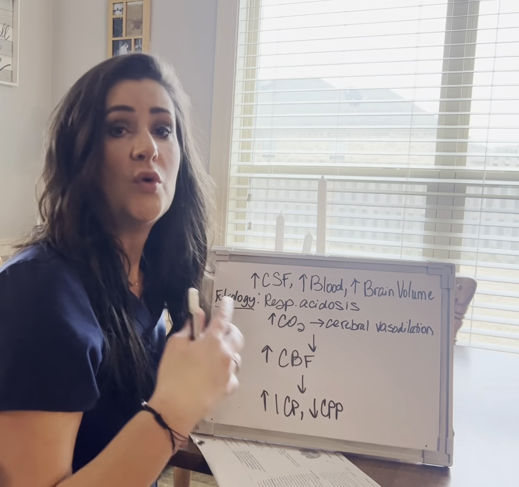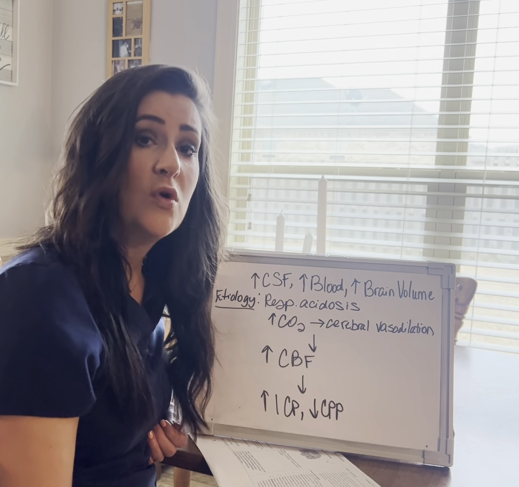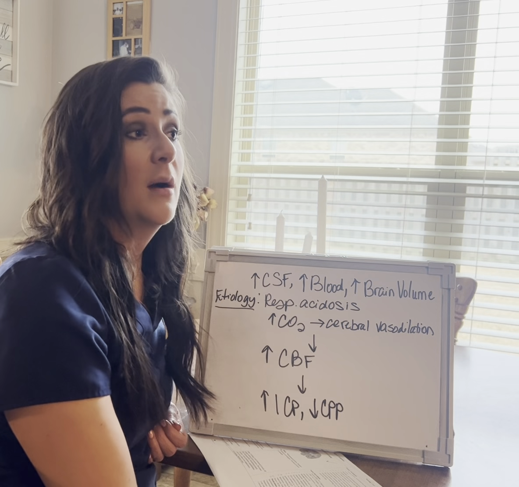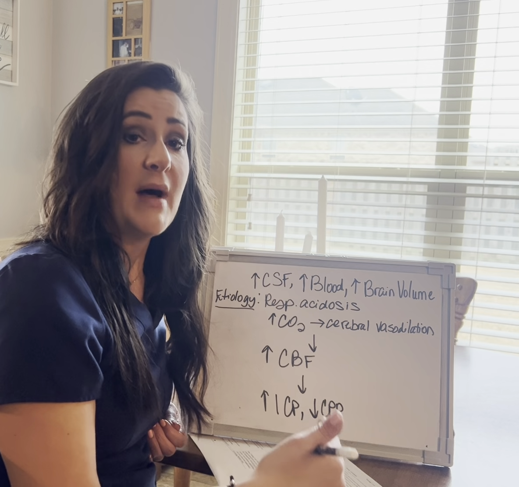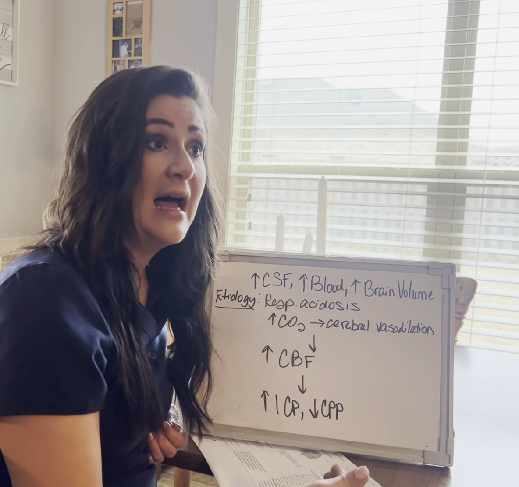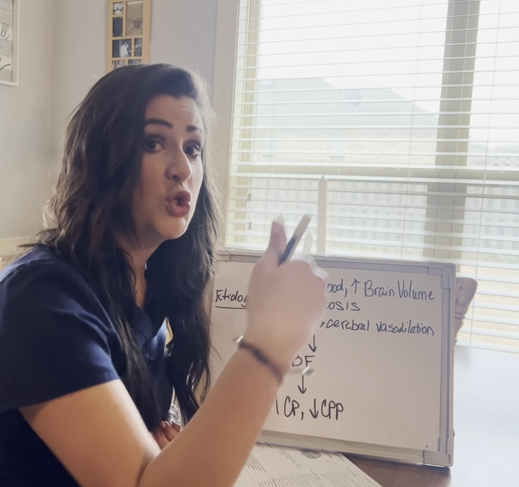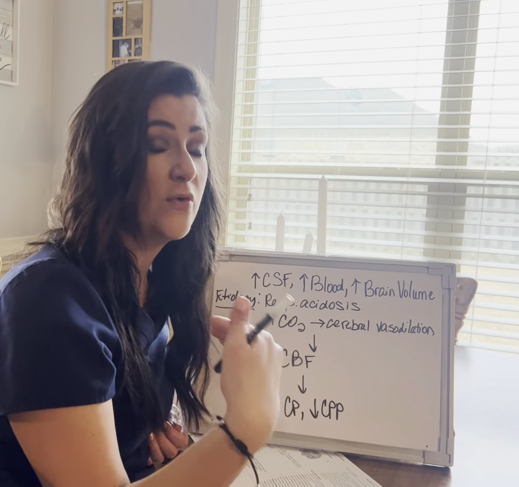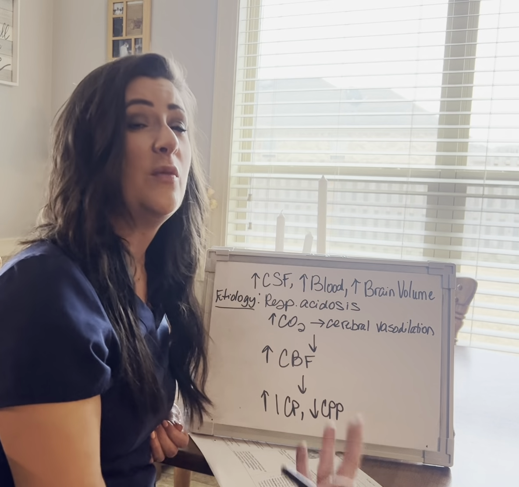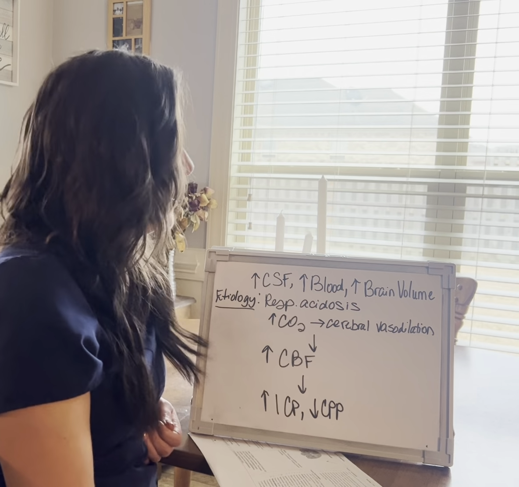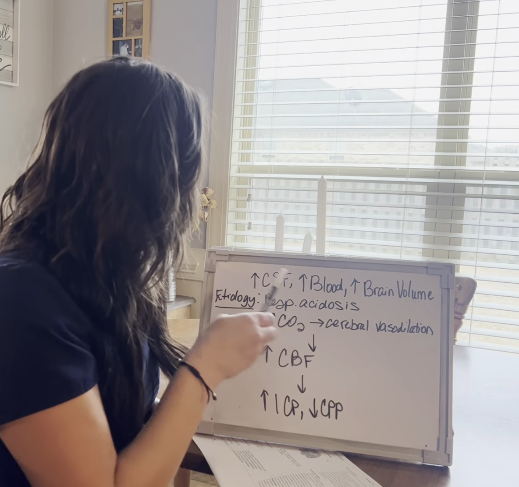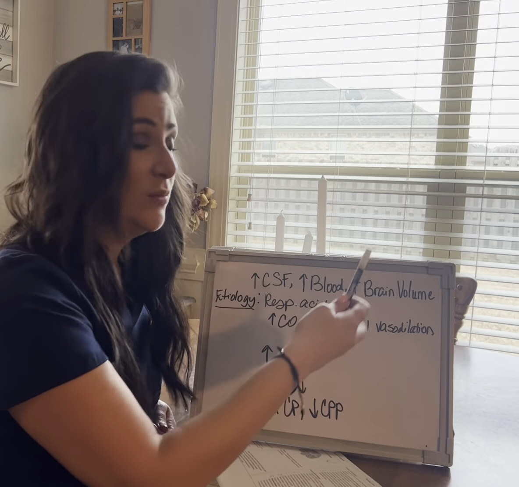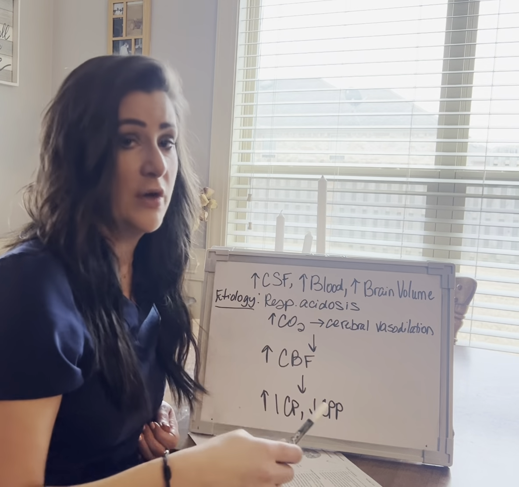So a normal intracranial pressure, normal ICP, ranges between 5 to 15. We consider ICP at a critically high level once it reaches 20 millimeters of mercury or higher. Okay, so that's a critical value that you guys need to remember for your exams. All right. So an increase in cerebral spinal fluid, an increase in blood volume, or an increase in brain volume.